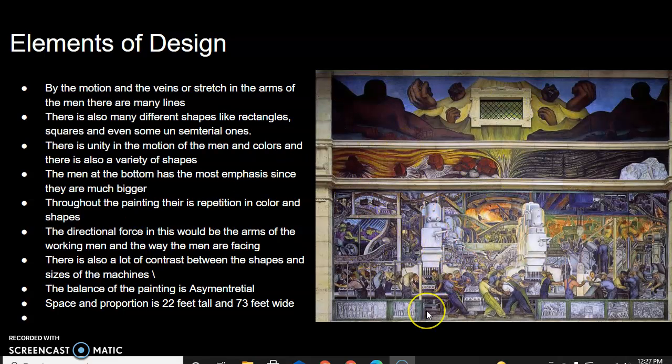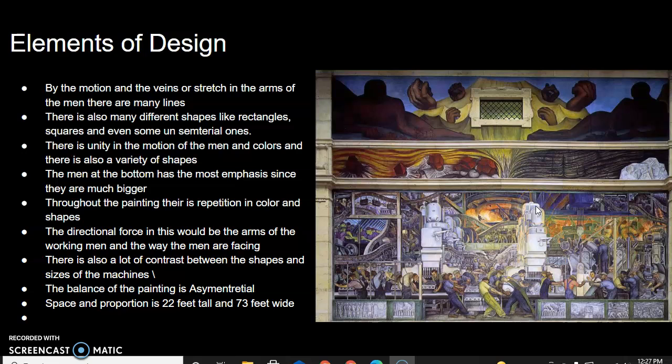Also, throughout the painting, there is a repetition of color and shapes. Here, we see the bottom rectangle, square, square, rectangle, square, square. Right. And then the men with their clothing, they're wearing the same overalls, same blue overalls, some wearing yellow, but they have the same blue overalls on, and some of them might have the same shirt. Like this guy right here has the same shirt as this guy right here.